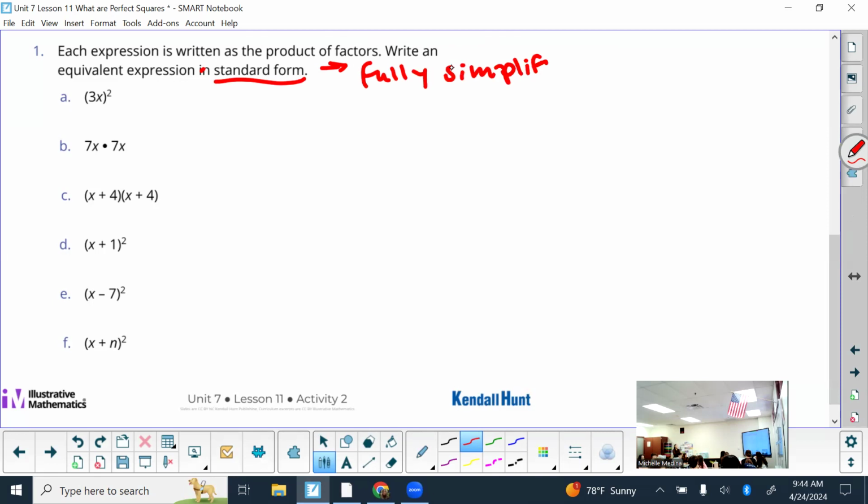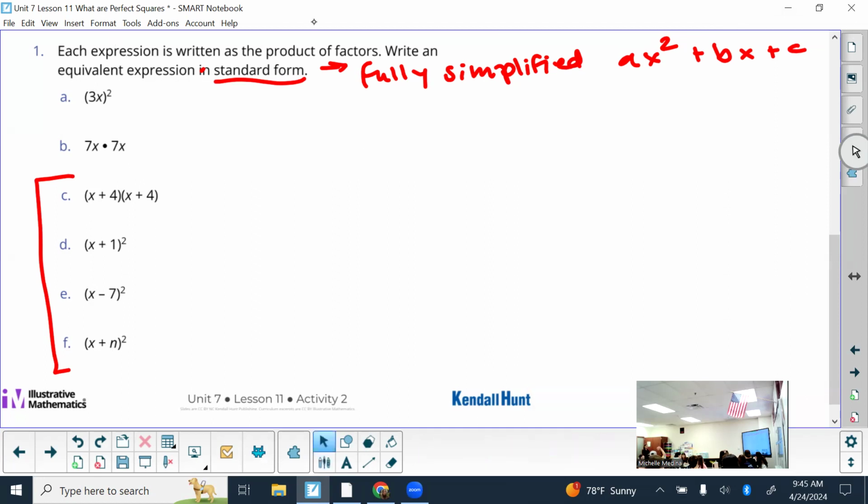If we can still multiply in that problem, then it's not in standard form yet. Fully simplified, and then technically it should also be in order of descending exponents. So if there is an x squared and an x term and a constant, write it in this order. Do that for each of these. Especially these ones were a unit 6 skill, so remember what we learned, because that's how you'll check your answers. I'll give you 5 minutes to multiply all of these into standard form.